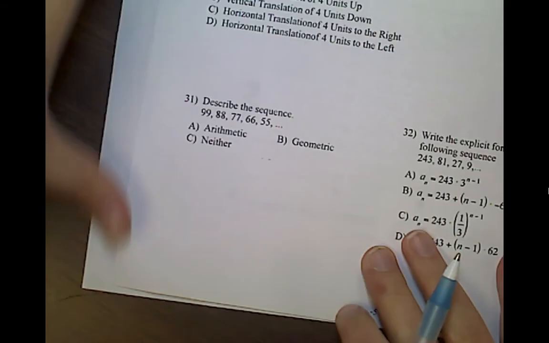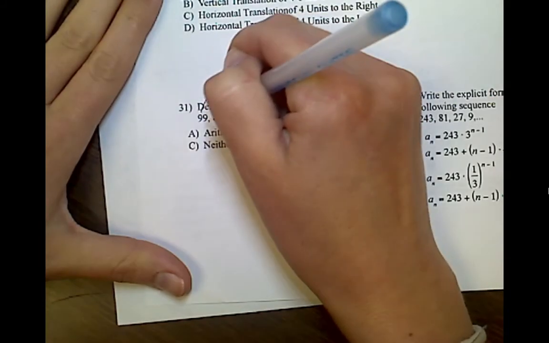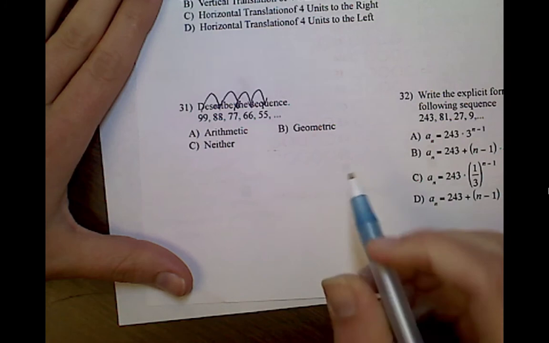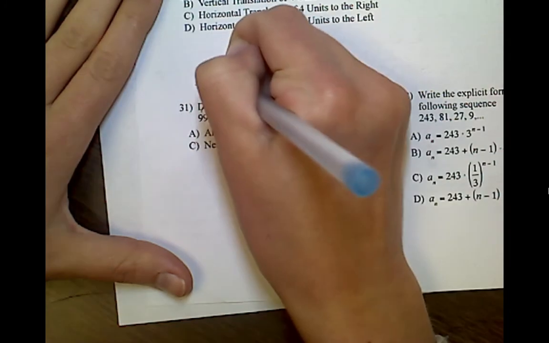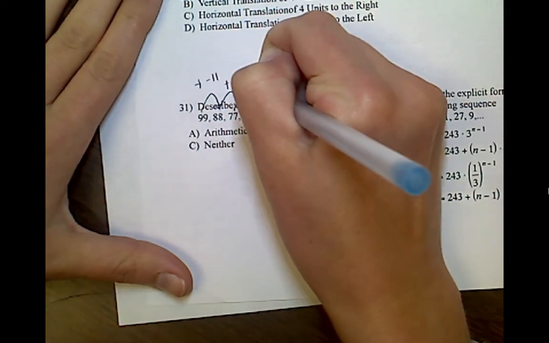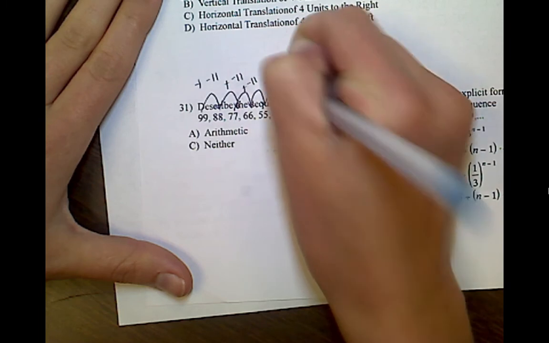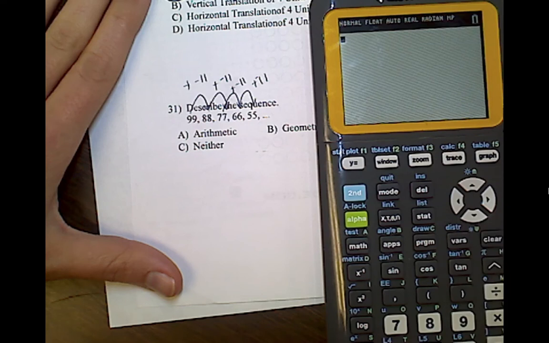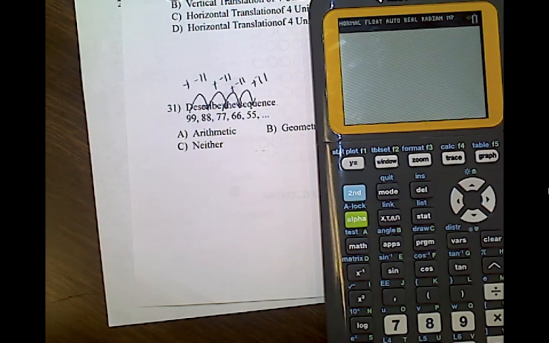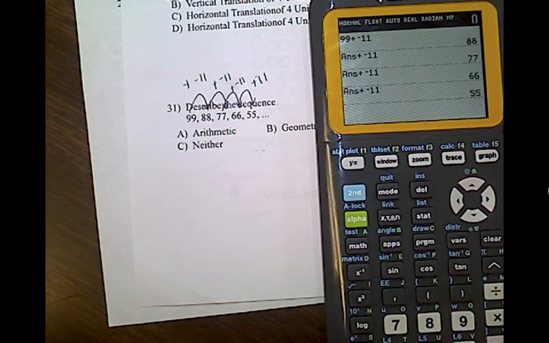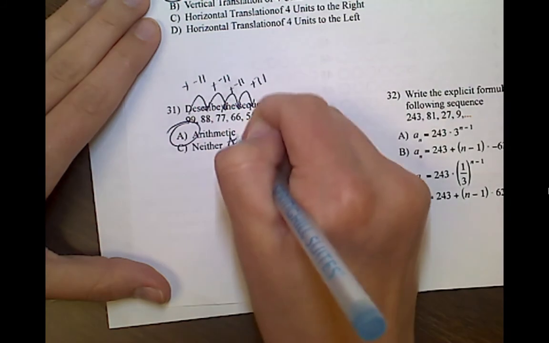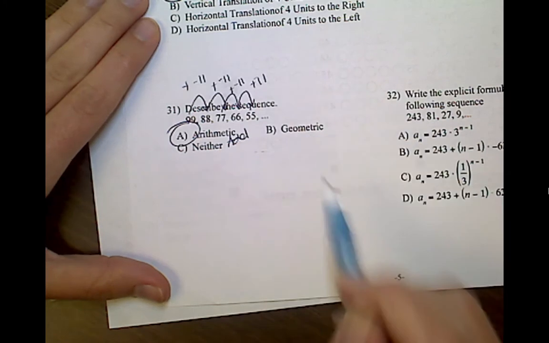Okay, the next one, what's happening each time to get to the next piece? And remember, to be geometric or arithmetic, you got to do the same thing with the same number. And they are adding negative 11 each time. Check it for all of them, because if not, it may not be arithmetic, okay? So 99 plus negative 11 is 88, plus negative 11 is 77, 66, 55. Since we're adding the same number each time, it's arithmetic. Arithmetic is adding, geometric is multiplying.